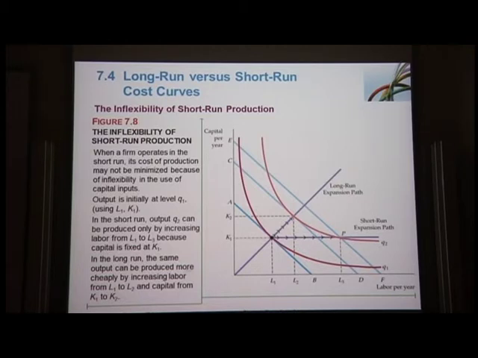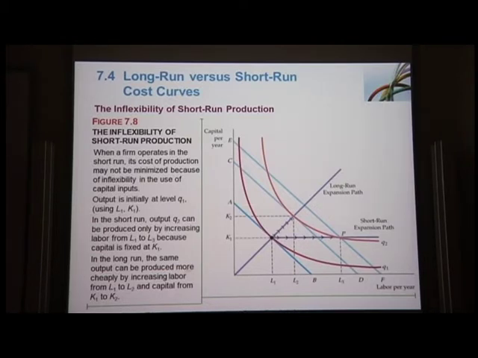But if you look at the long run, to produce Q2, because both inputs are variable, it means capital is also variable. So you can employ more capital to produce Q2 as well. So then you move from K1 to K2, okay? And to get to that point of tangency.